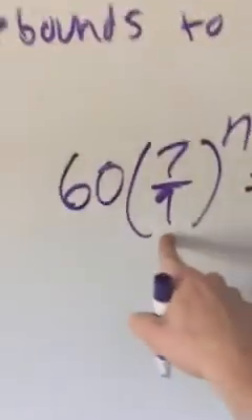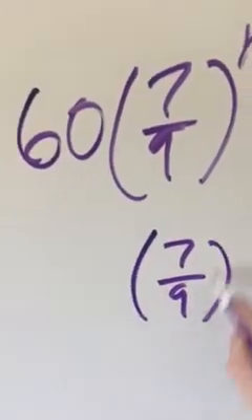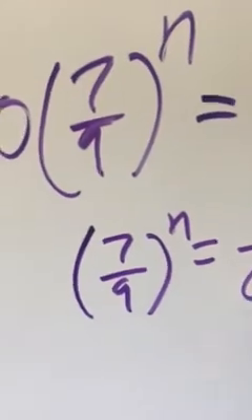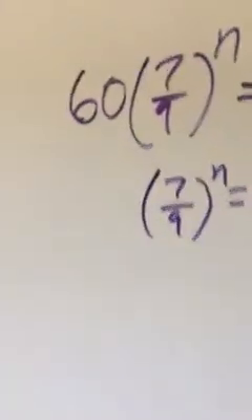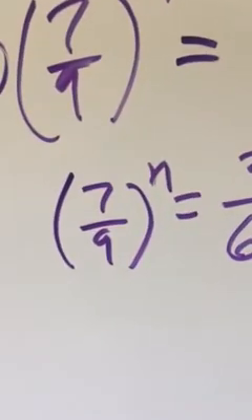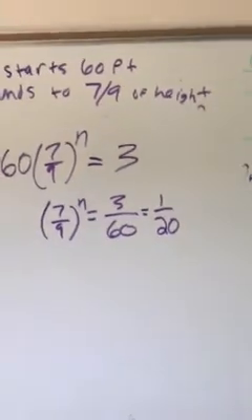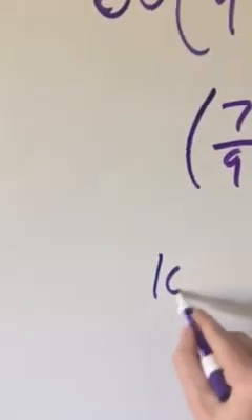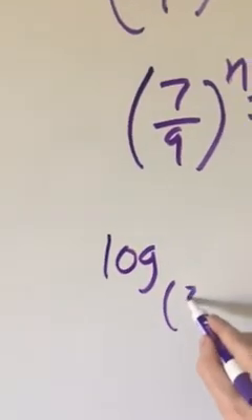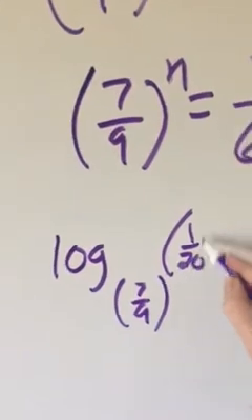To get this, we have to isolate our base so we can apply a log. So we get 7/9 to the n times 60 is equal to 3. We divide by 60 on both sides, and we can simplify that as 1 over 20. Divide by 3, yep, okay. Then to solve this, we need to apply a log. Keep our base of 7/9, switch the rest. So we're going to do log base 7/9 of 1/20 equals n. That's going to tell us the number of bounces.